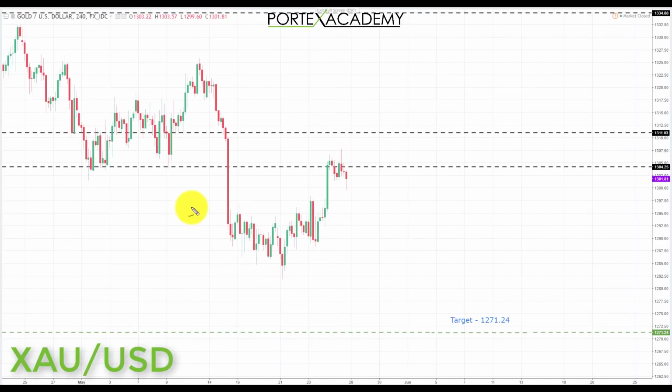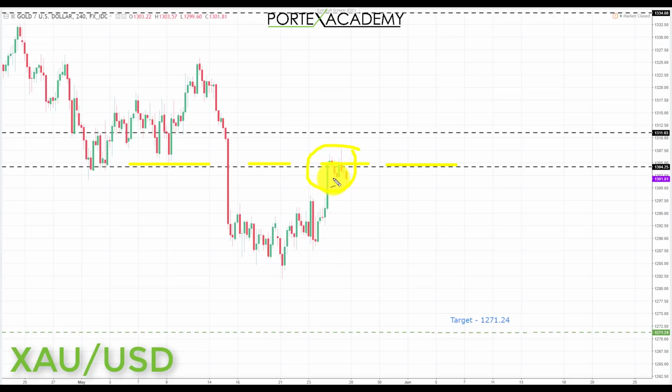And finally, we have gold. Now, last week, we were looking for a pullback in this area, preferably a retest of broken support turning resistance at the 1304.25, which is exactly what we've got. And now we've had this pullback into broken support, turning resistance. This is a great place to start to look for bearish formations and patterns.